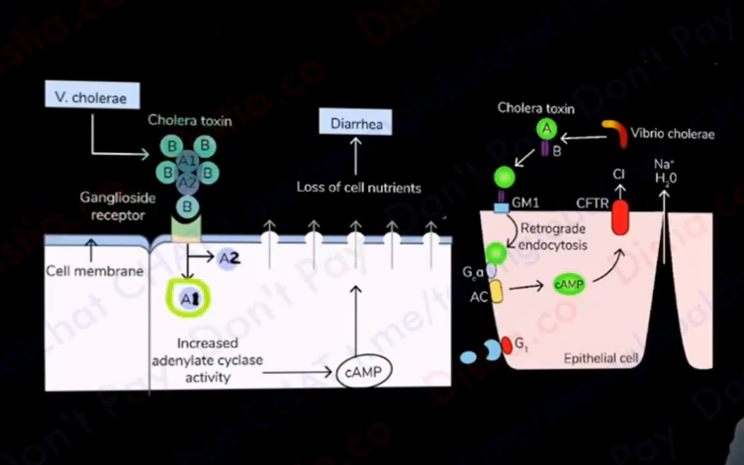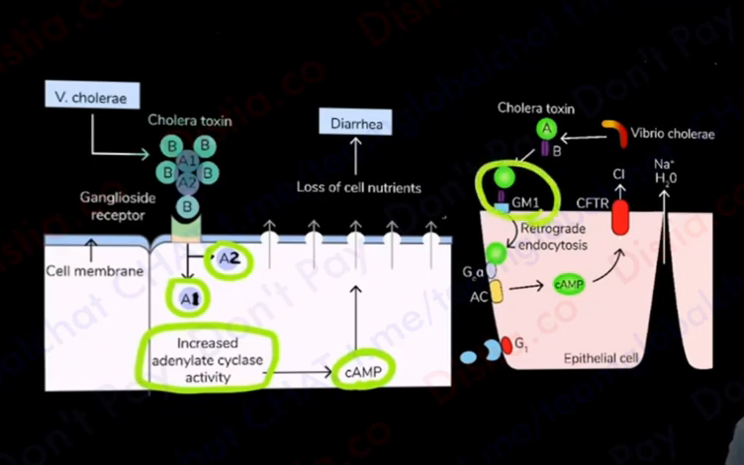So tell me, what does A1, A2 do? It is going to increase the adenylate cyclase activity. It is going to increase the cyclic AMP. But for binding, which is the ganglioside to which it came and bound to, it had used GM1 ganglioside. So first it bound to GM1 ganglioside. Now the cyclic AMP has been activated.